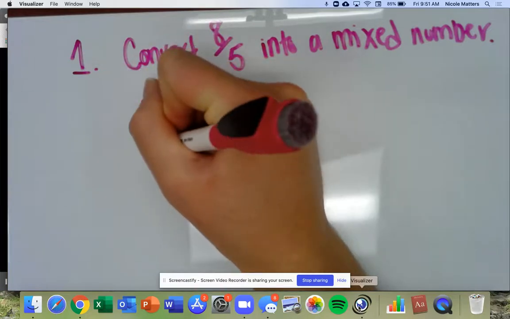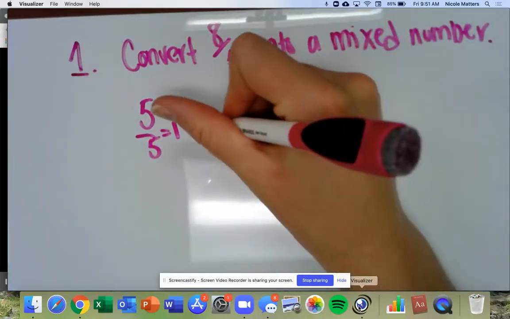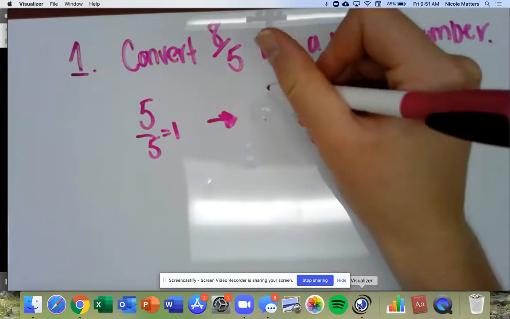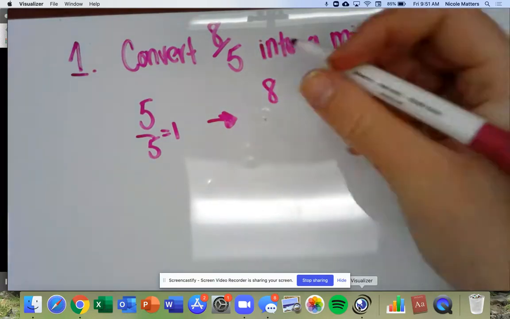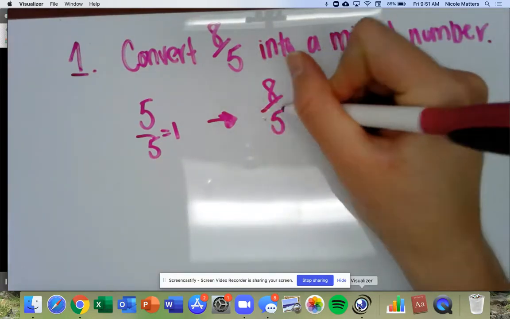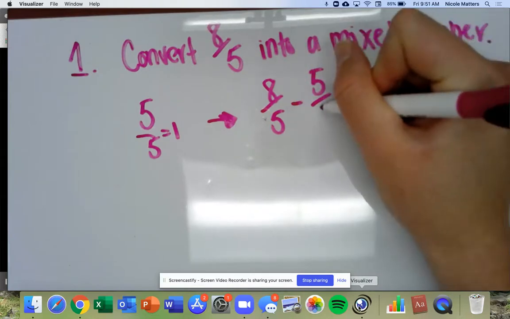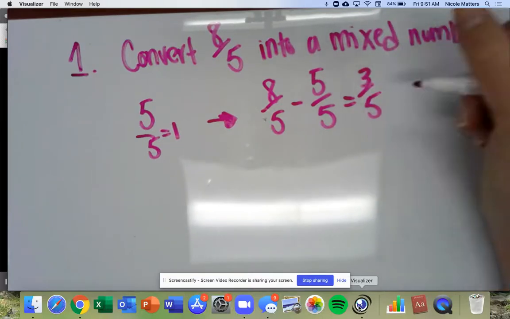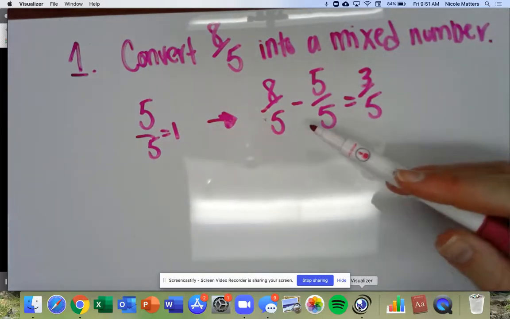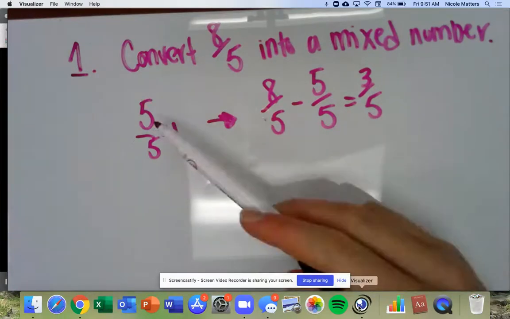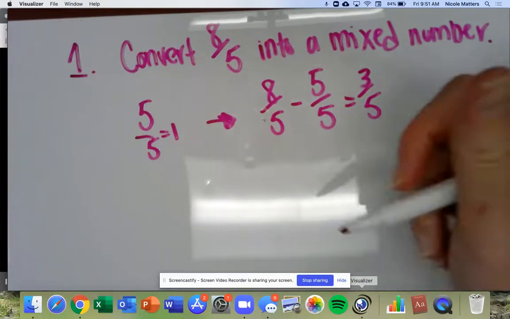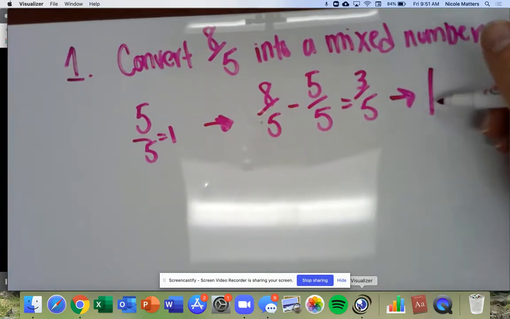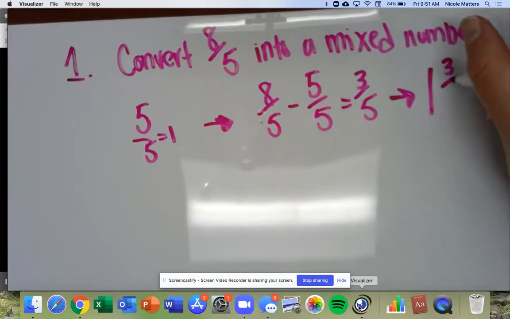So my next step is going to be, okay, I'm going to subtract the whole number from my improper fraction to figure out what whole number is in my mixed number. So 8/5 minus 5/5 is equal to 3/5. So I know that I can take 1 out. You can see that right there. So I am left with 1, that's 5/5, and then I subtract that from 8/5, and I still have 3/5 left over.